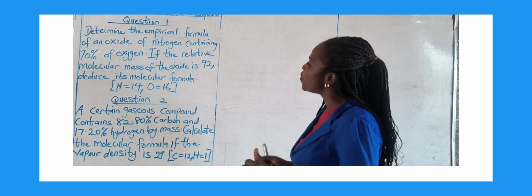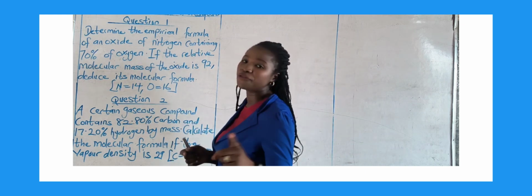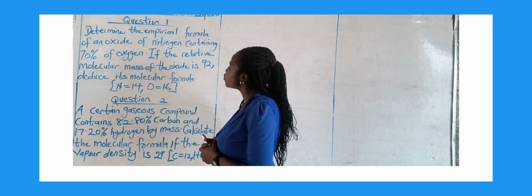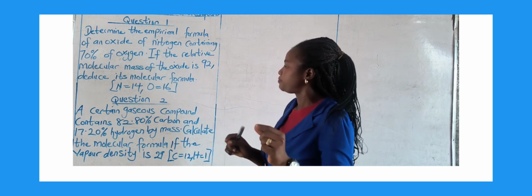Now, let's go. Question number 1 says, determine the empirical formula of an oxide of nitrogen containing 70% of oxygen if the relative molecular mass of the oxide is 32. Deduce its molecular formula. Good.